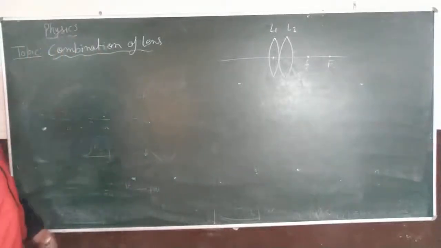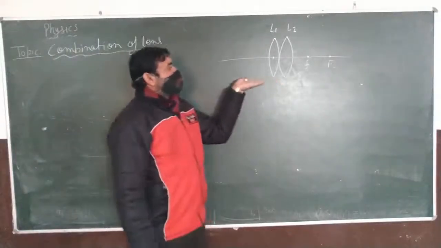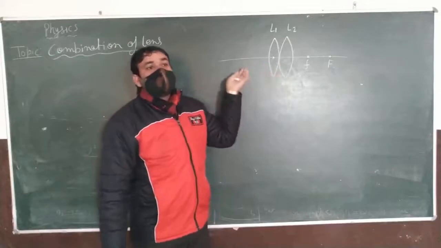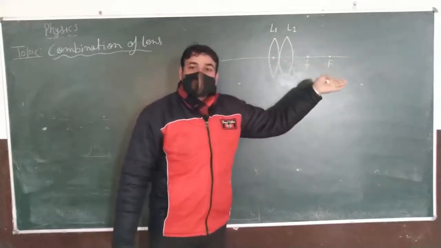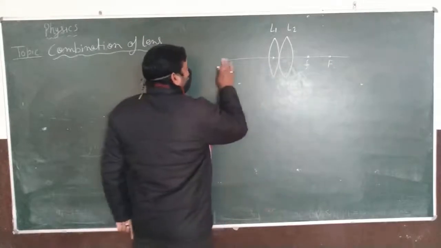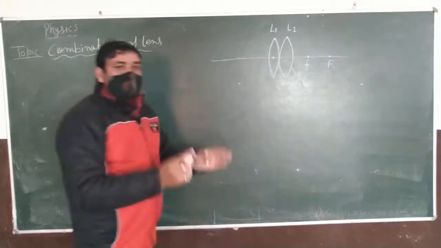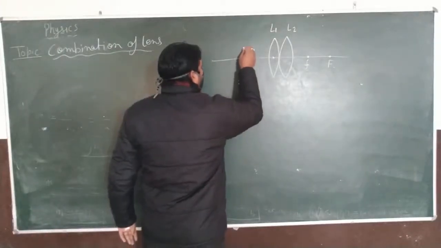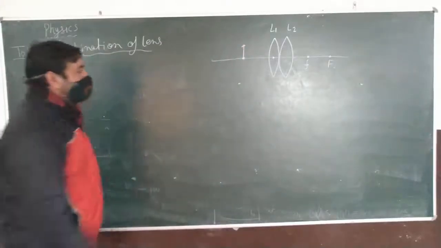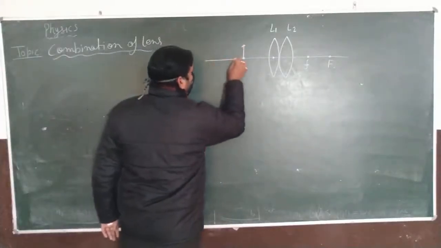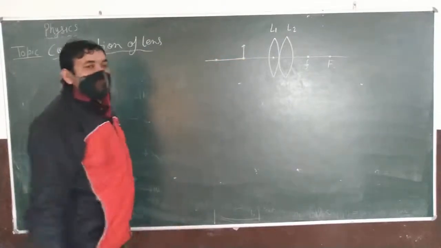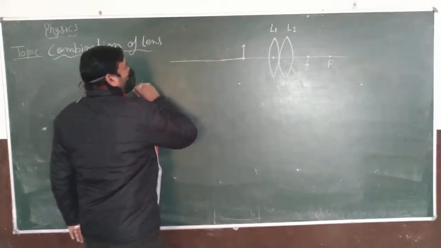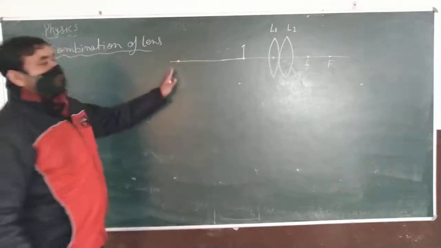Students, next we have combination of lenses. Consider two lenses in contact having common principal axis. Then an object, whatever the type of object, it will be a taller object or it will be a point object. In both cases, suppose we have a taller object of this height, and second we have a point object at this point or at this point as well.